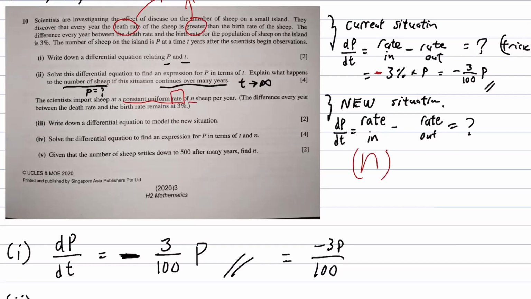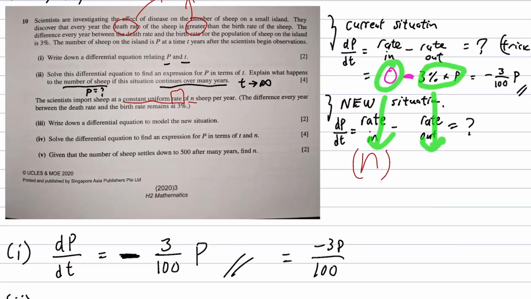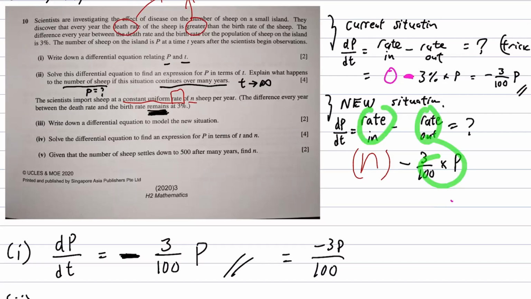Maybe it's better if I rephrase it like this from the previous one. I put a 0 there: 0 minus 3% times p. This was the original condition. 3% times p, also it's minus 3 over 100 p. Exactly. That's why they tell you remains means exactly the same, still the same, 3 over 100 p. That's your rate out. That's all. You change the 0 to n.